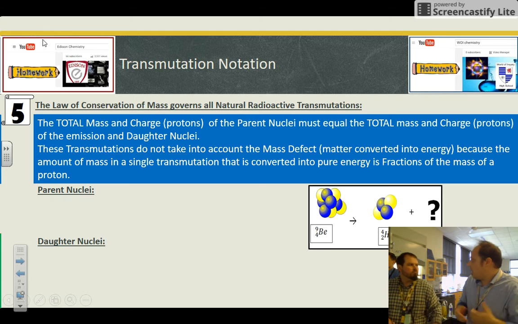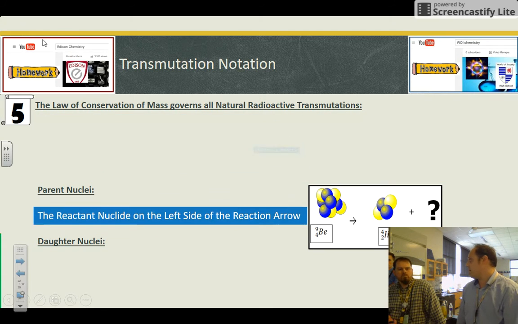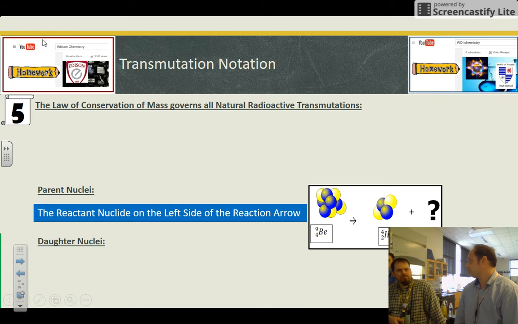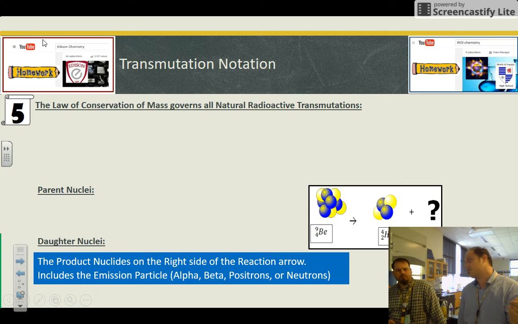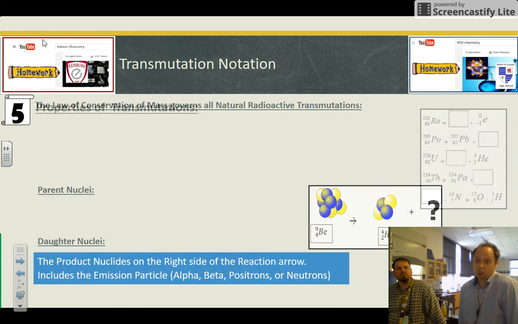Well, we have to do some notation: parent nuclei and daughter nuclei. Right. So the reactant nuclei on the left side of the arrow, remember, left side is always reactants. So that's our parent. And the daughter is on the product side. So you're going to have your emission, like alpha, beta, positron, neutron, whatever, and some other nuclide. And that's called the daughter. What's left, right?